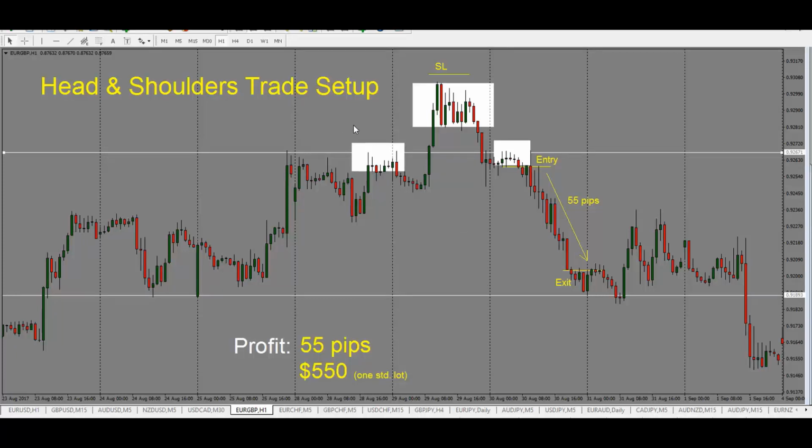So let's go on to the charts. We'll take a look at what this trade setup looks like, where to enter the trade, where to place the stop loss, and as always, how to exit the trade with a profit. We're looking at head and shoulders trade setup here. This is Euro Pound 1 hour chart.